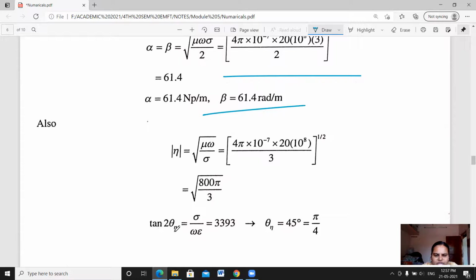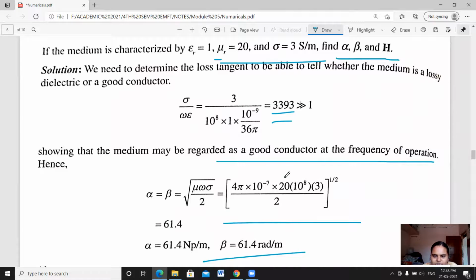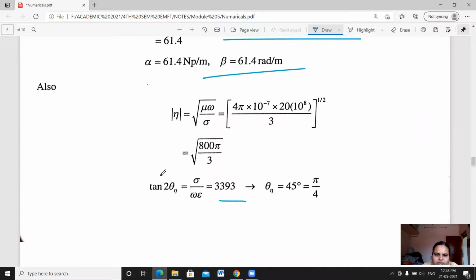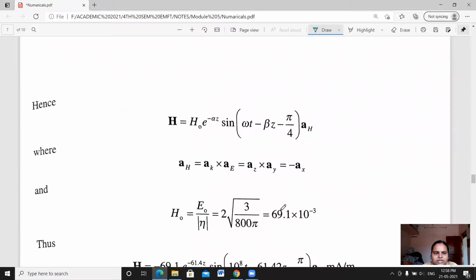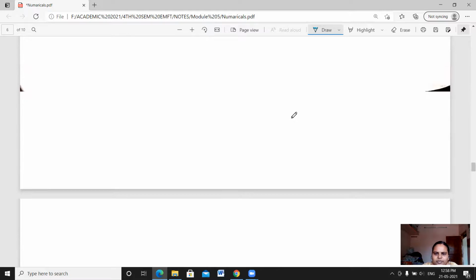That is tan 2 theta eta is going to be sigma divided by omega epsilon, that is nothing but we already calculated the value here. Just you substitute here. Then after calculating this, you will be getting theta eta is going to be 45 degrees, that is nothing but pi by 4 only. From that, we can write the equation as H is going to be H naught e raised to minus alpha z sine omega t minus beta z minus pi by 4.